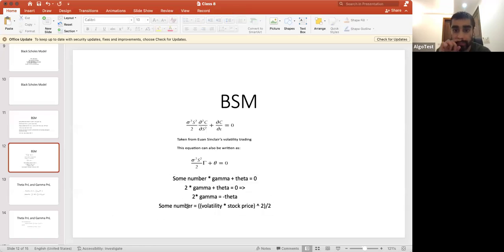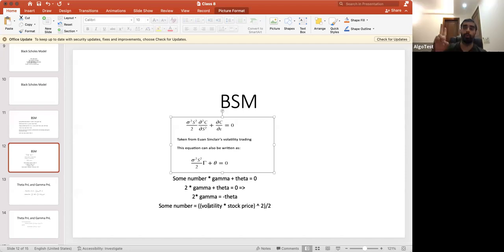So the interesting thing now is that this is a relationship that comes directly from the Black-Scholes model, where they say that, hey, volatility into stock price squared divided by 2 into gamma plus theta is 0. This is how we price options. Okay, this equation will always hold true. But there's a problem with this equation. Can anybody tell me a problem with this equation, which is, some number into gamma plus theta equals to 0, where some number is this volatility into stock price squared divided by 2. Can anybody tell me the problem?